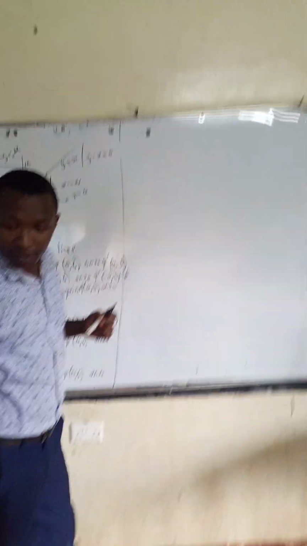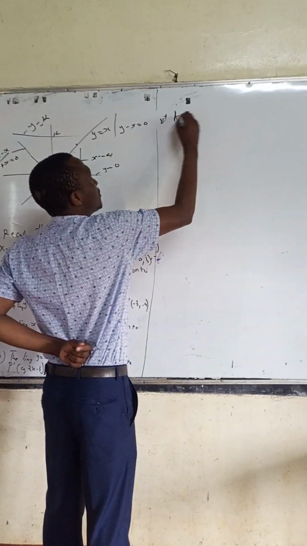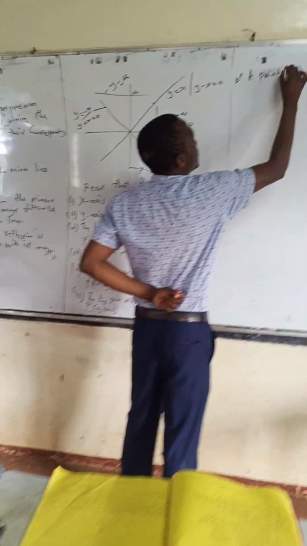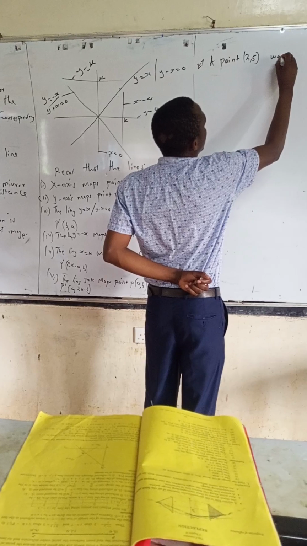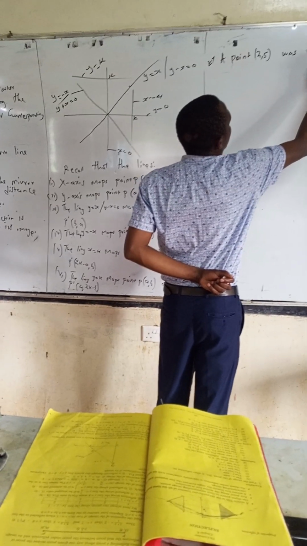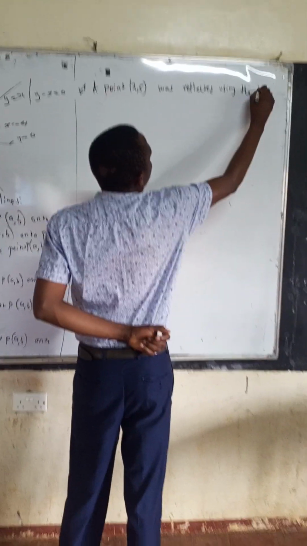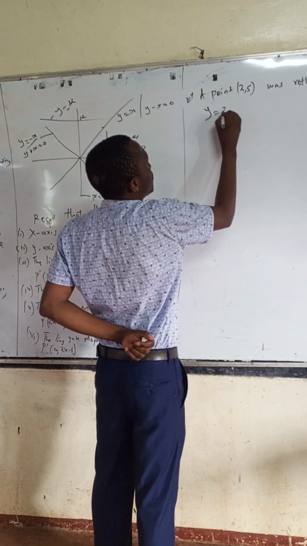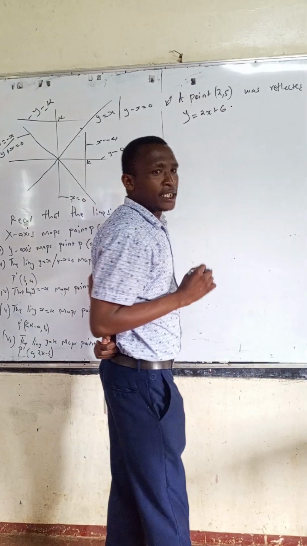I can give you one more question. A point (2, 5) was reflected using a line y = 2x + 6. Find the coordinates of its image.